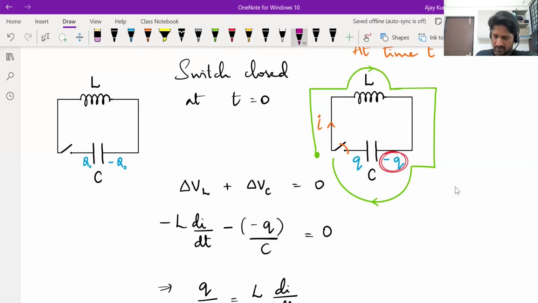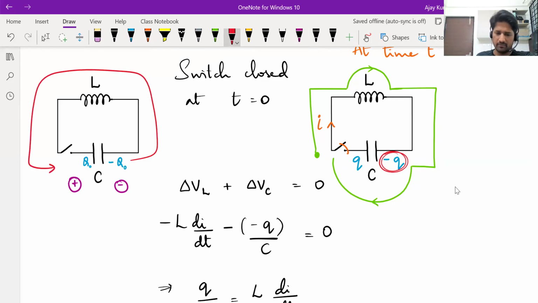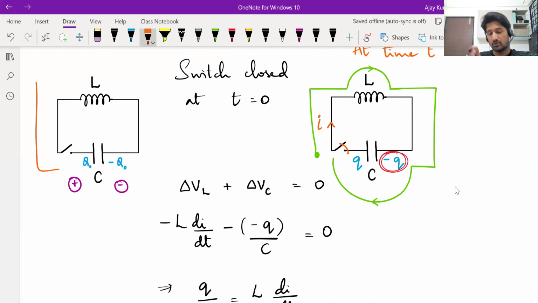One plate is positively charged. The other plate of the capacitor is negatively charged. When you close the switch, electrons will flow this way from negative to positive. That means the current flows from positive to negative like this.